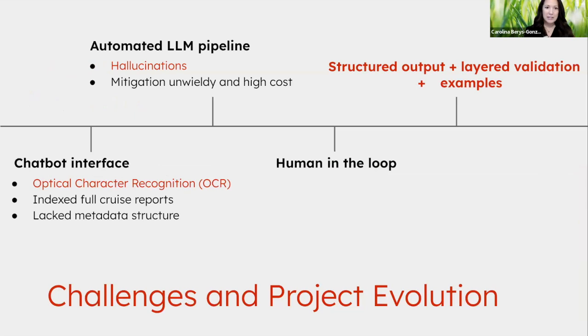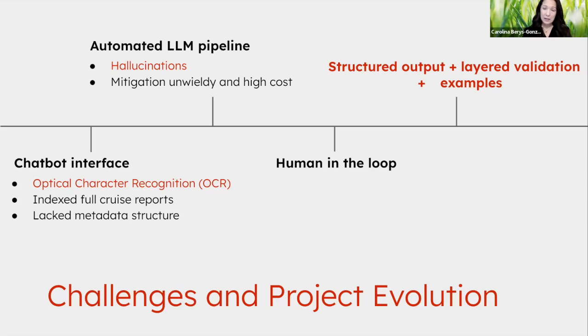So this project did evolve. Our first approach was a chat interface on the cruise reports. The way we did that is we turned the PDFs into text using OCR, or optical character recognition, and then we indexed the entire text of the cruise report and had a natural language query on top of that. We noticed that we were getting unexpected results, and it didn't really address the core issue of the structured metadata to support FAIR data.